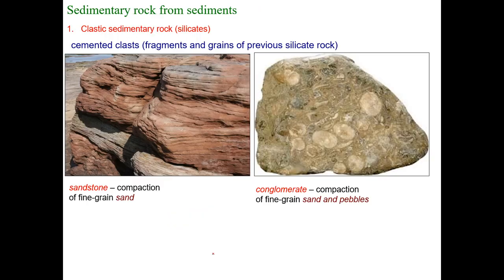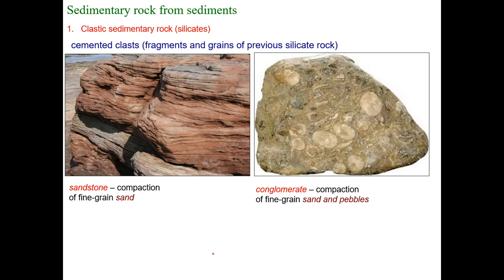Now let's talk about specific kinds of sedimentary rocks. There are 4 categories. The first category is clastic. The second category is chemical. The third category is biochemical. And the fourth is organic. The most common and most important one is clastic, so let's talk about clastic sedimentary rocks right now.